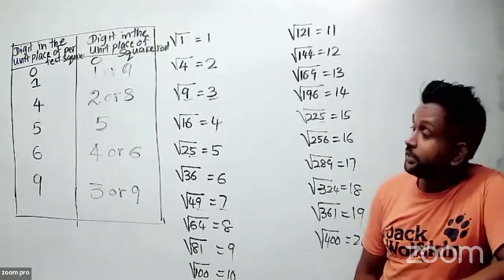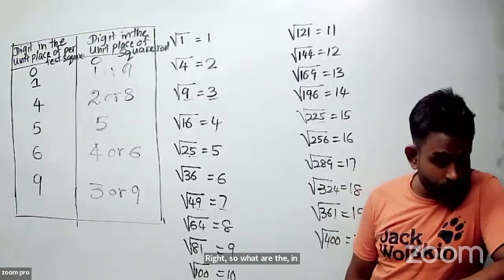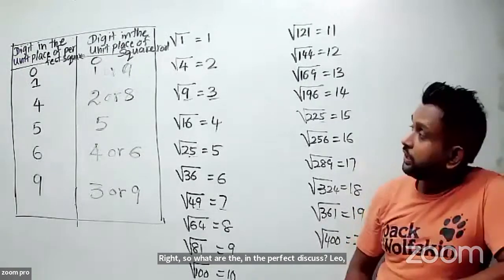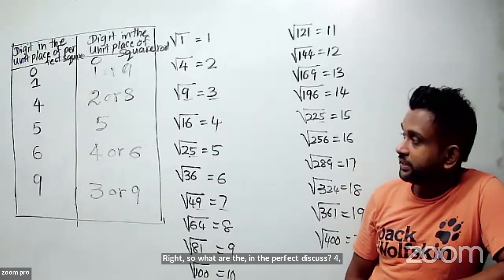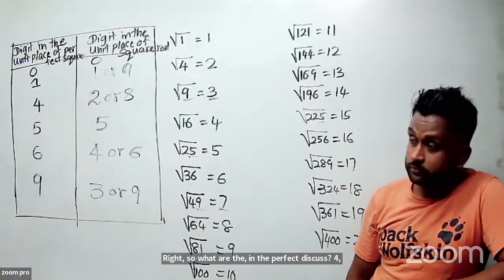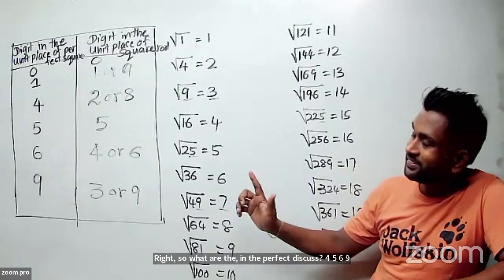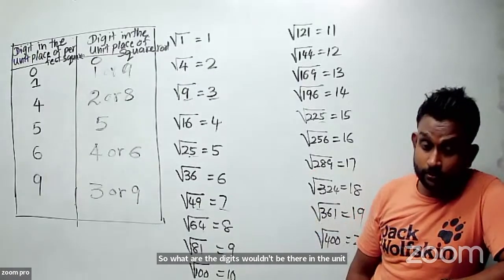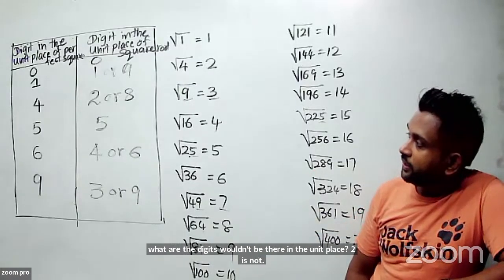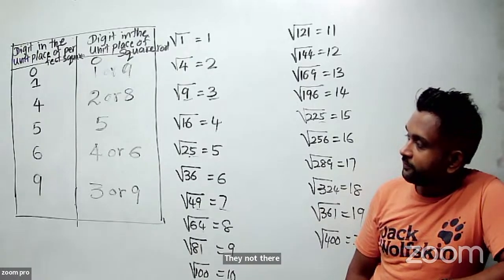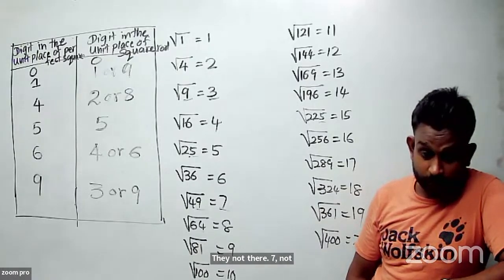Right. So what are the digits in the perfect square? 0, 1, 4, 5, 6, 9. So what are the digits that wouldn't be there in the unit place? 2 is not there, 3 not there, 7 not there.